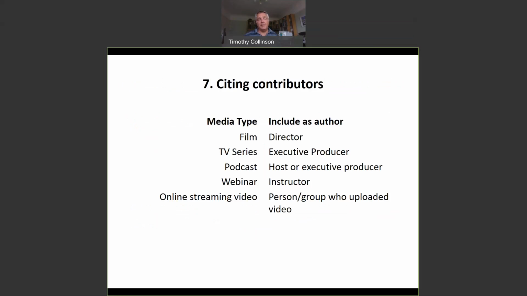And then finally, some kind of media types have changed in who you put as citing contributors, so that, for example, films, you'd put the director, webinars, you'd put the instructor, and there's some other changes along those lines. So if you need to reference those kind of materials, then do check the rules more fully.